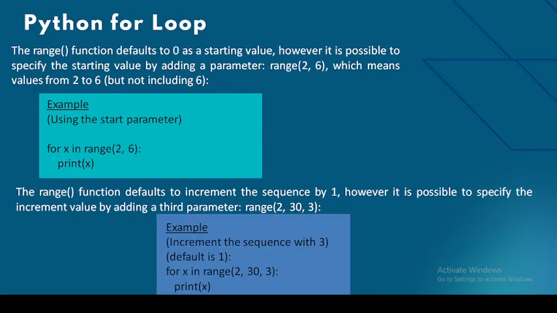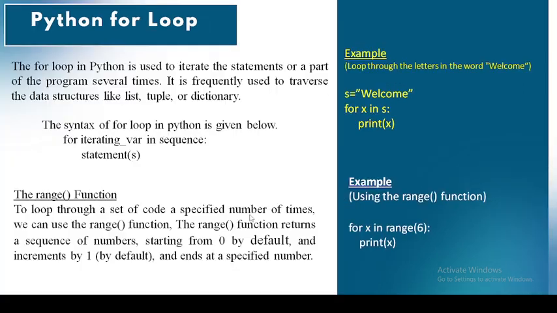So here is the example Python for loop. The range function defaults to 0 as the starting value. However, it is possible to specify the starting value by adding a parameter. Now in my previous case, look at the example. Here the range function has only one parameter, 6. So what does it mean? By default it starts from 0 and it will go till n minus 1.